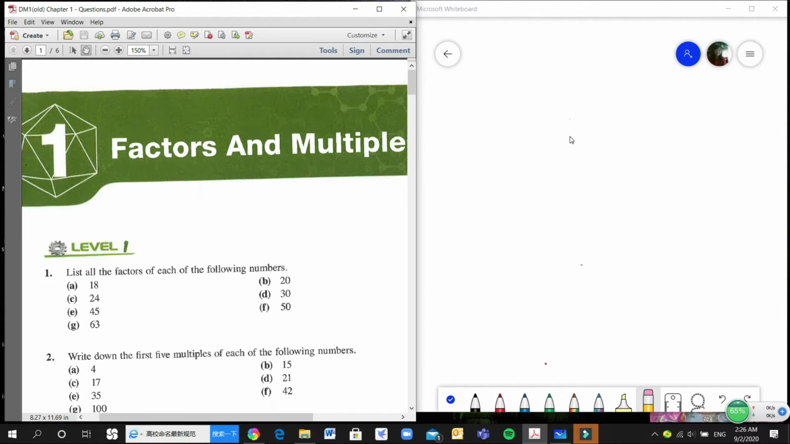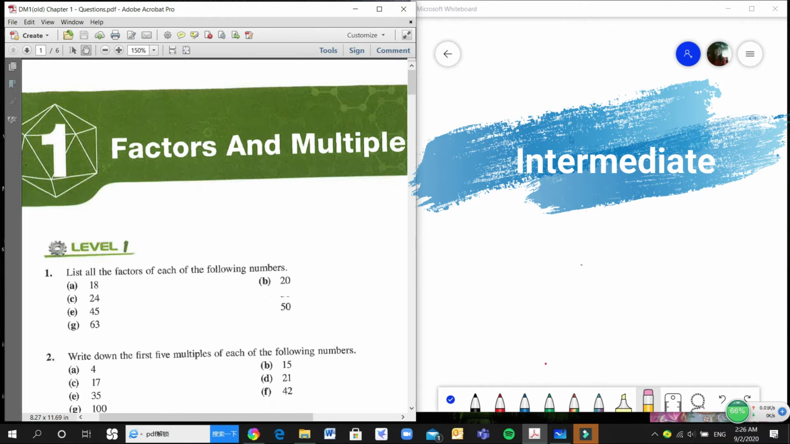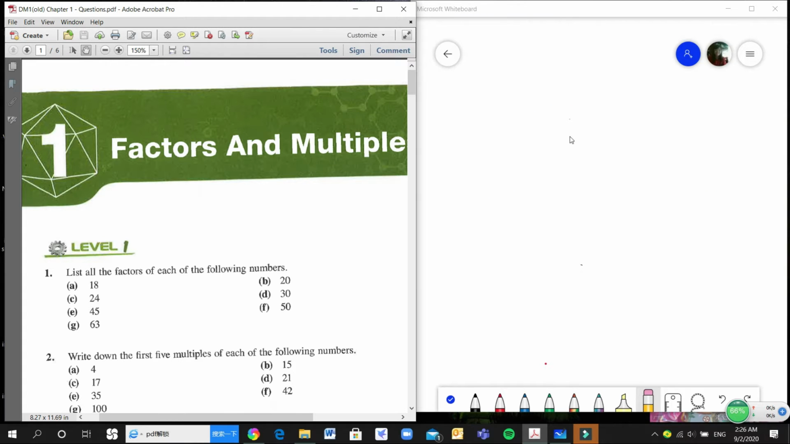I will share with you the method to solve Singapore Secondary 1 maths topics in my channel. For information, the difficulty of each topic will be separated into basic, intermediate, and advanced level. Today, I'm going to show the basic level of topic 1, factors and multiples.